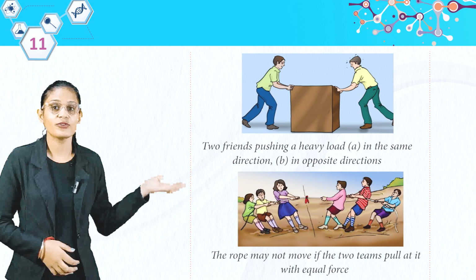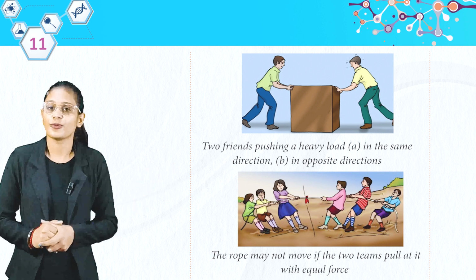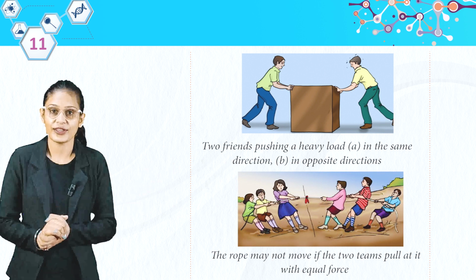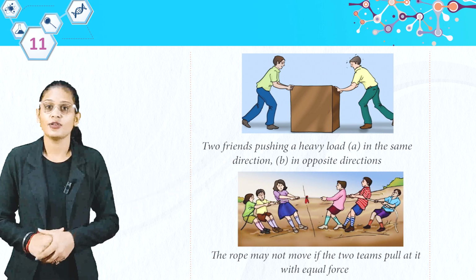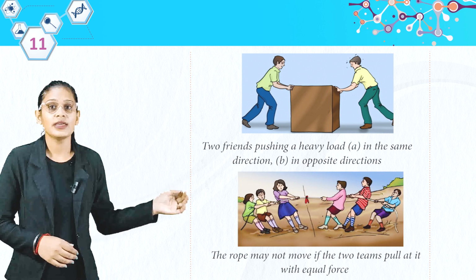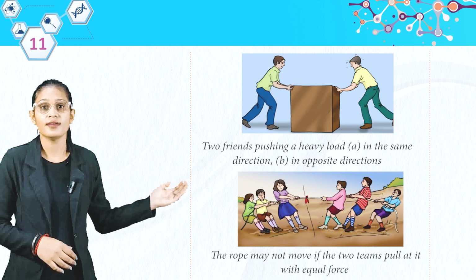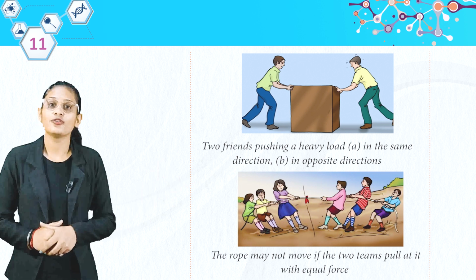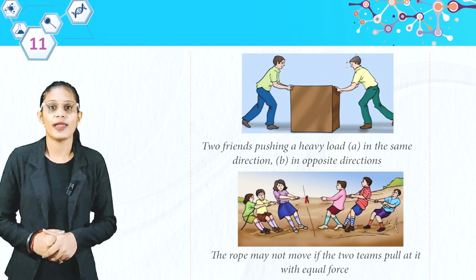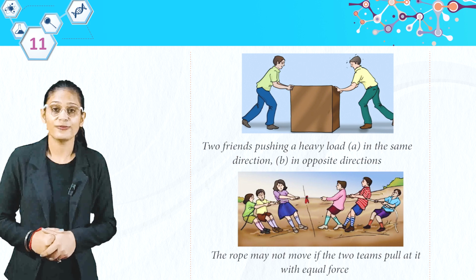Look at these pictures. So that's how, students, you have to perform this activity. You can do it by yourself. Two friends pushing a heavy load in the same direction, and in the opposite direction. Here, look at this picture. The rope may not move if the two teams pull at it with equal force.